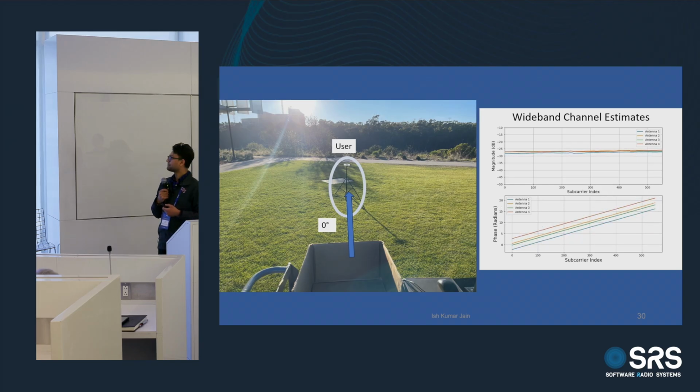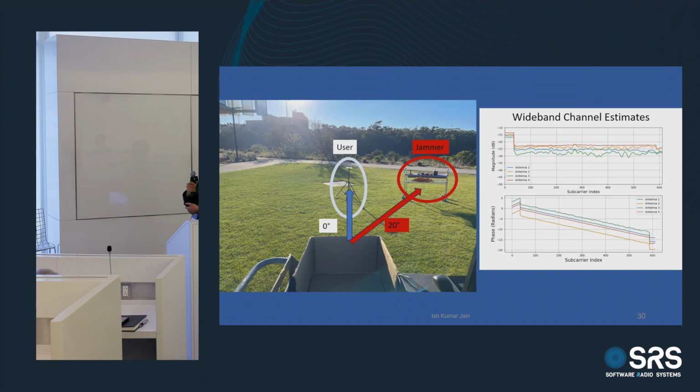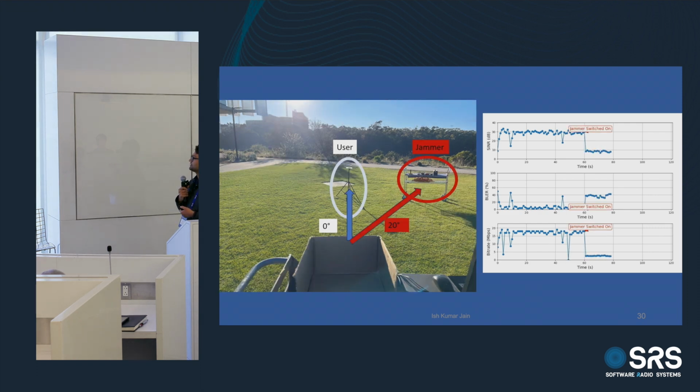So you can see without the jammer the channels are stable, the magnitude is flat and the phase is good, but when you turn on the jammer you will see that the signal really gets affected, right? And here you can see when you turn on the jammer, the SINR goes down, your block error rate goes up, and your bit rate really goes down. We have already seen this, but now we are seeing the same thing with the 5G version.